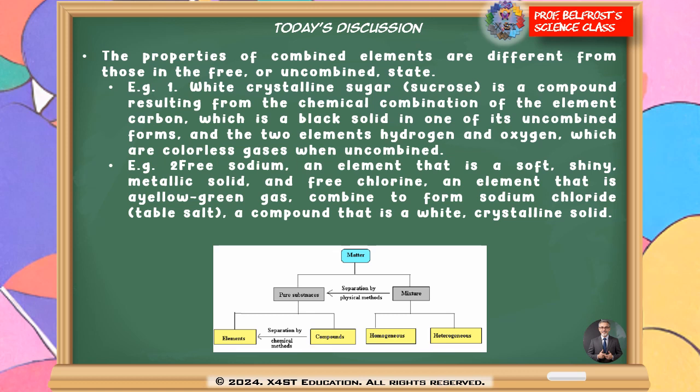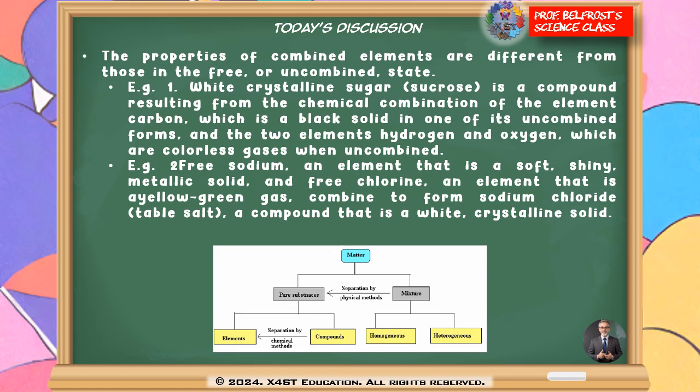The properties of combined elements, this is a very important thing to note. The properties of combined elements are different from those in a free or uncombined state. Every property: color, boiling point, the physical properties, also the taste, the combustibility, basically anything. For example, let's jump to the example.